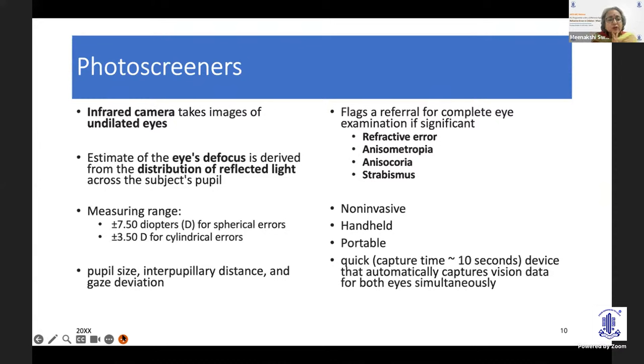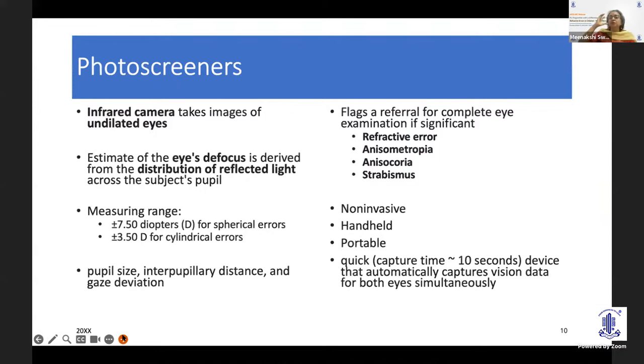What does it measure? What does it pick up? It picks up plus minus 7.5 diopters for spherical errors and plus minus 3.5 diopters for cylindrical errors. That's a pretty good spread that the photo screener will pick up. Some of them also do pupillary size, interpupillary distance, and gaze deviation.